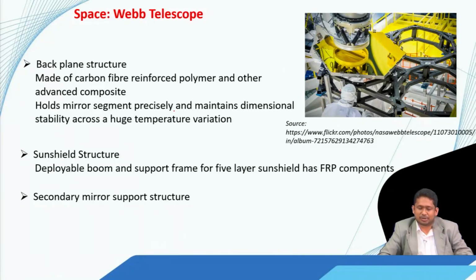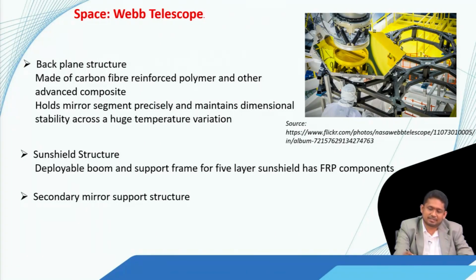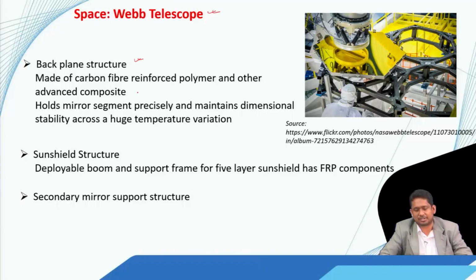Now, let us look into some specific applications. We will talk about space application first. The first example is Webb telescope. Now, this telescope has a backplane structure, and this backplane structure maintains high precision. It holds the mirrors. So, it has to maintain high precision so that the mirrors are oriented properly.